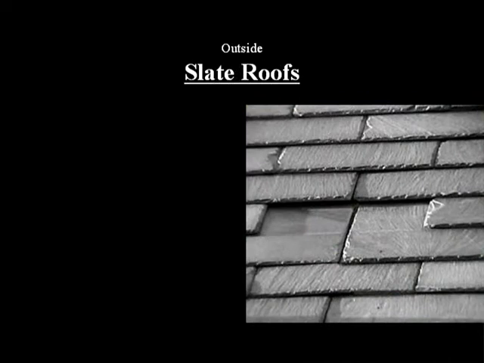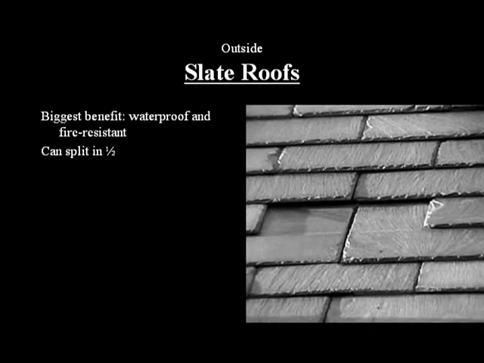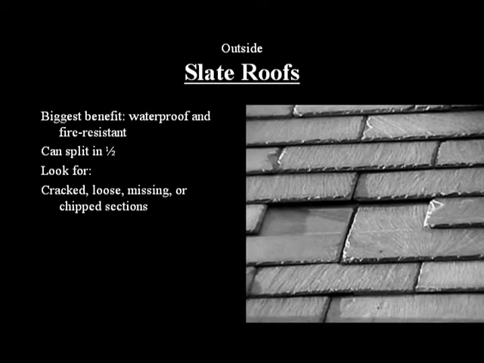Slate is one of the oldest roofing materials around. It is a dense rock that can be split into thin slabs. The biggest benefit slate offers is its durability. It is both waterproof and fire resistant. As with all rock, water will eventually cause cracks and splitting. What you can do is look for cracked, loose, missing, or chipped sections.